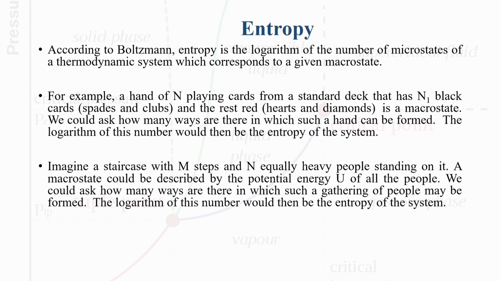If two people are standing on step 1, they will have energy 2. If one person is standing on step 1 and one person is standing on step 2, the combined system has energy 3 and so on. So, what I restrict is that if I have n people, I want to make sure that the total energy of all those people is fixed to be U. Now, with all these restrictions, so there are three restrictions. One is the number of steps is fixed to be capital M, the number of people is fixed to be capital N, and the total energy of all the people standing on the staircase is fixed to be capital U.